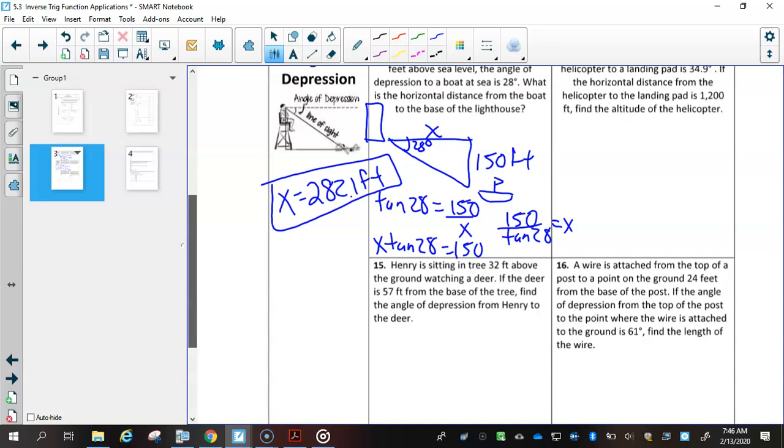I did something different, but it's simpler. It was depressed by 28 degrees, so I just subtracted 28 from 90 to get the other angle, to find the angle of elevation. Yeah, so you can find the angle of elevation and that still works. You just have to know you're no longer finding the angle of depression. It's just different. That's all.